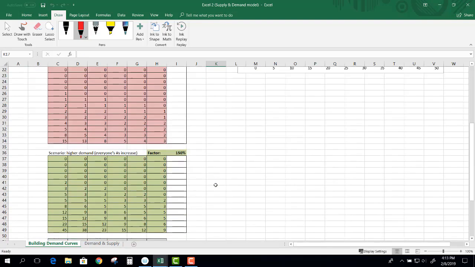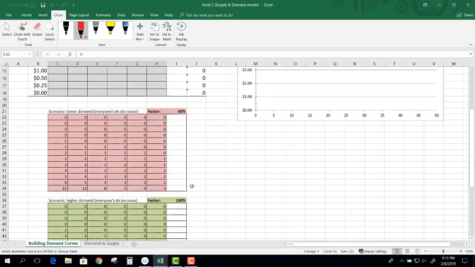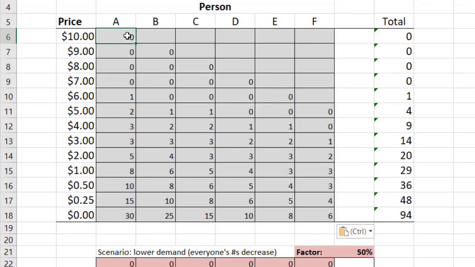To simplify things, I've just got some pre-baked data down here, so I'm going to copy and paste that in. You can see that I've ranked these in order of decreasing individual demand. Person A has the highest demand curve. Nobody's buying any burgers at $10, $9, $8, but person B starts buying at $6, and by the time we get down to $2 and $1.50, person A is buying quite a few burgers.